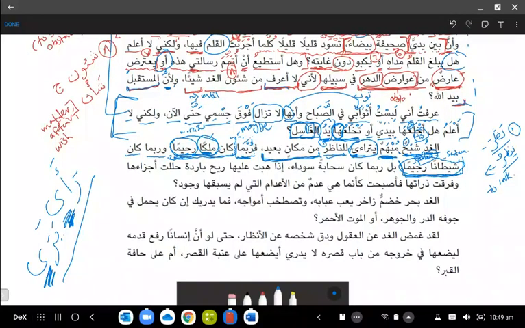Okay. Bal. Okay, he continues. Bal now means rather. Rather, maybe, rubbama. So he's continuing to compare, right? Bal rubbama kana, right? Or perhaps it would be sahabatan sawda. Sahaba, I've included this in the vocab list, means cloud. Okay. Bal rubbama kana sahabatan sawda.